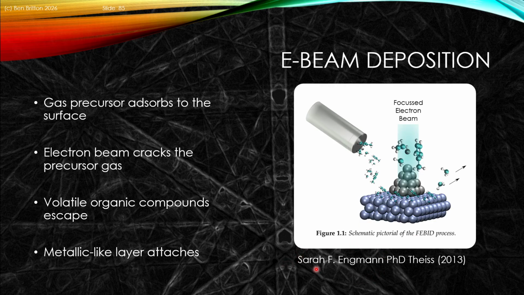There's a beautiful thesis from Dr. Sarah Engman that discusses this in a lot more detail. But in short, what Dr. Engman shows nicely is that what's required is the adsorption of the gas precursor on the surface, and then the electron beam cracks the precursor gas. This cracked precursor gas results in the release of volatile organic compounds, and then you get a metallic-like layer that's attached to the surface of your material.